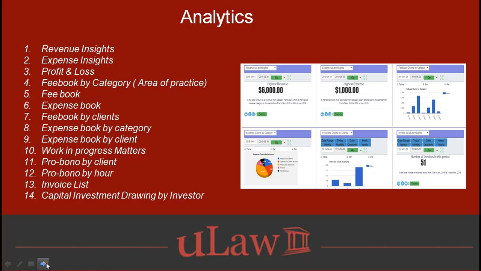But of course, we have other aspects of data points such as work in progress, pro bono, even a complete list of invoices, and of course, interesting further drill down such as capital investment. Okay, these are the 5 major, I would call them hidden gems or functionalities that are extending and surrounding the key capability of legal accounting and practice management and business accounting, which are the three major pillars of the uLaw product. Okay?